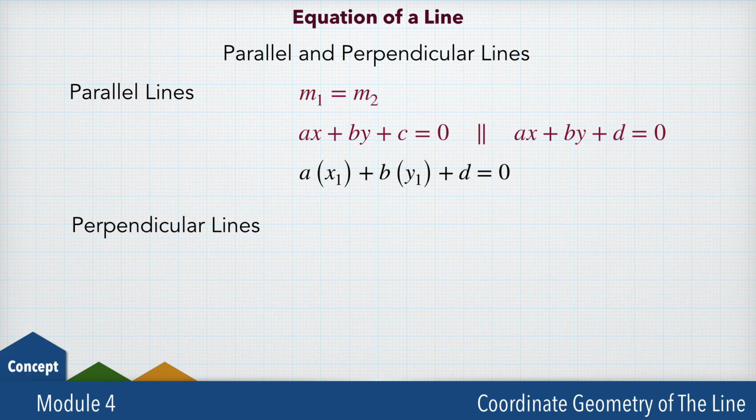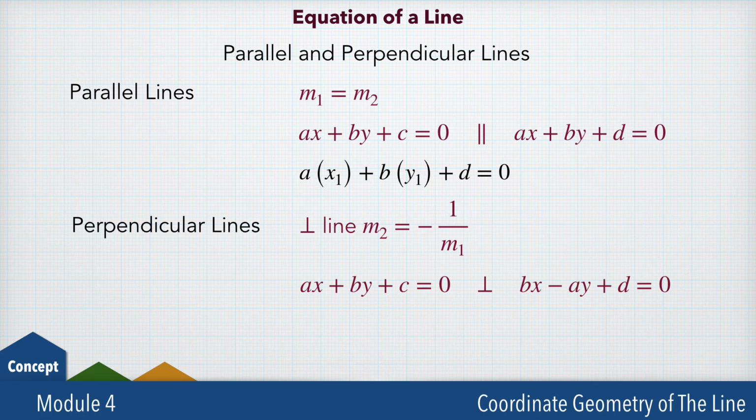Perpendicular lines, we know, have slopes that are negative reciprocals of each other. Their equations are also similar. The coefficients of the x and y terms are swapped, and the sign of the new y coefficient is changed. The value of the constant term will also be different.